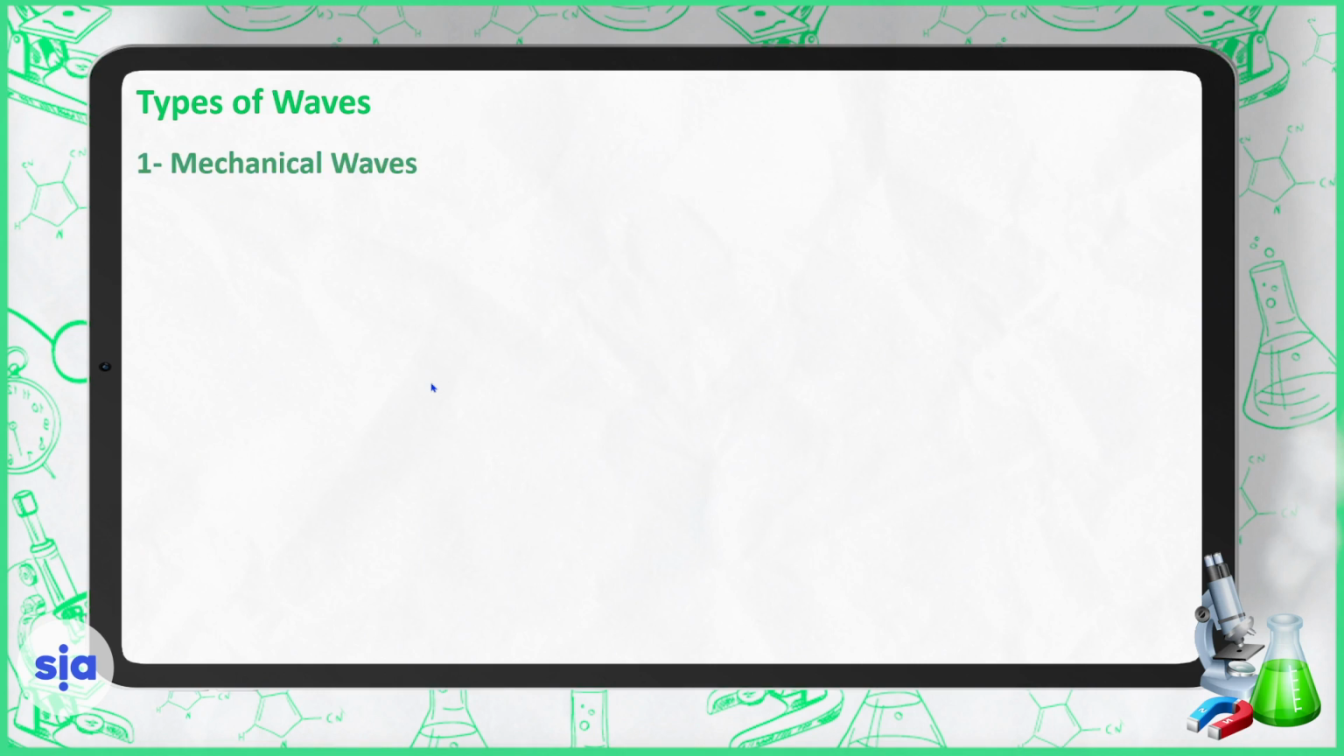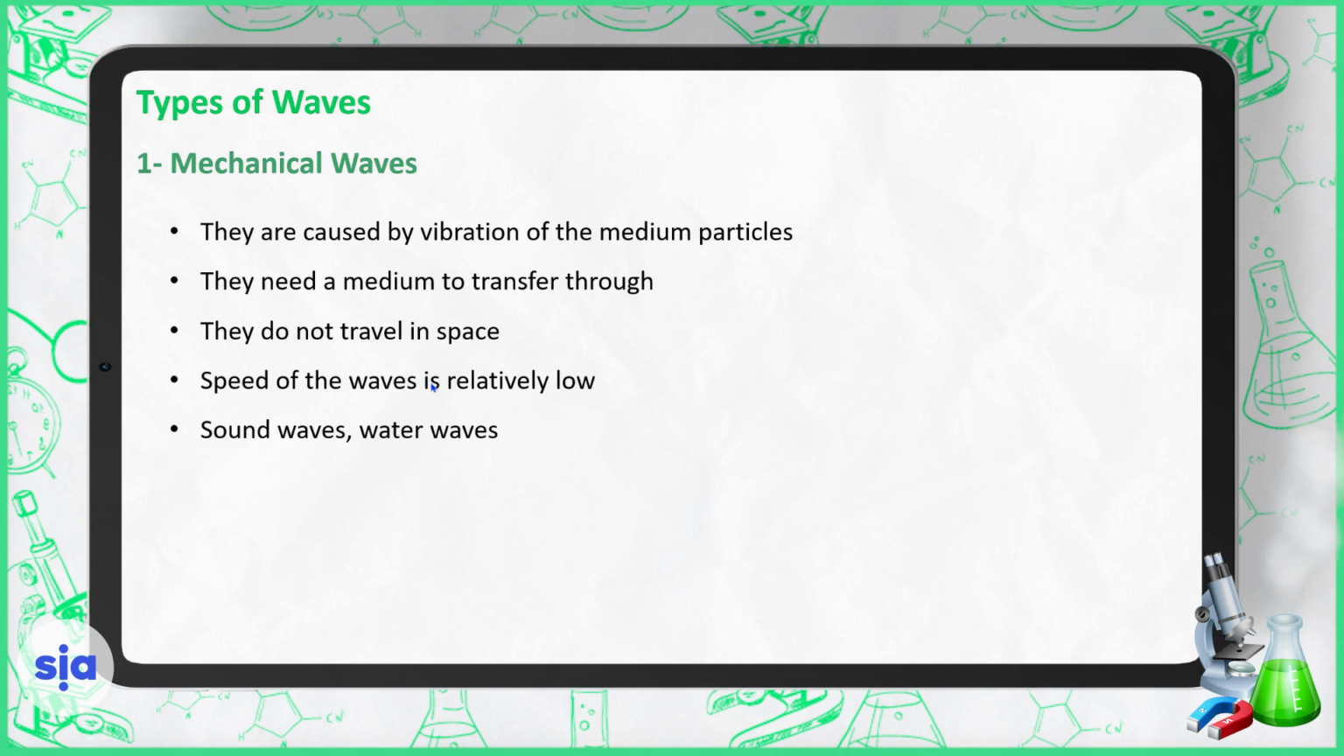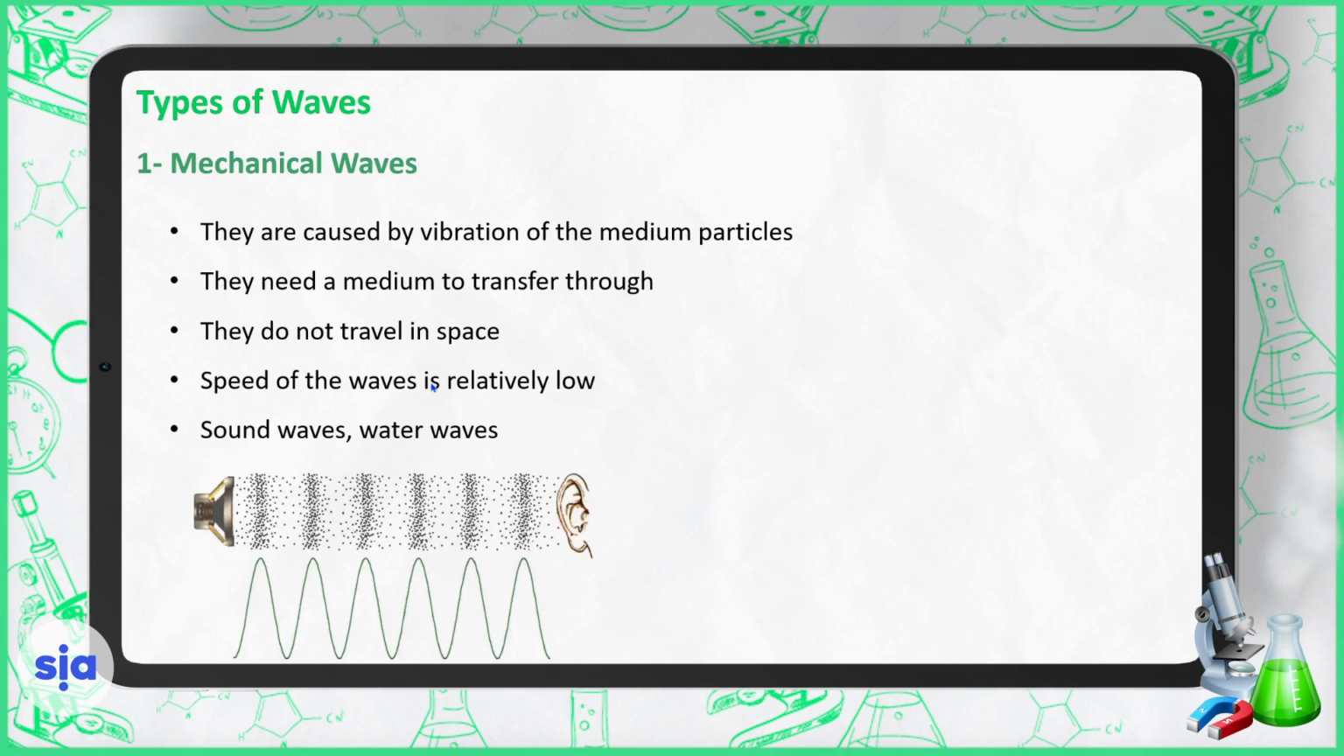Types of waves. Mechanical waves, and they are caused by vibration of the medium particles. They need a medium to transfer through. They do not travel in space, and the speed of waves is relatively low, like sound waves and water waves.